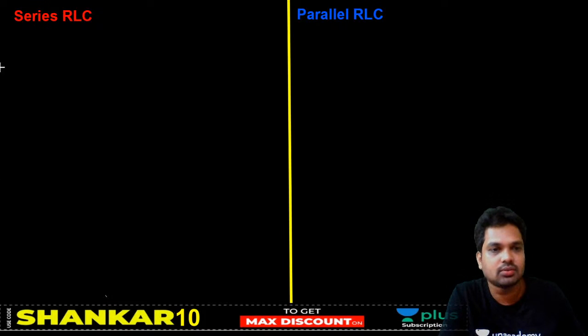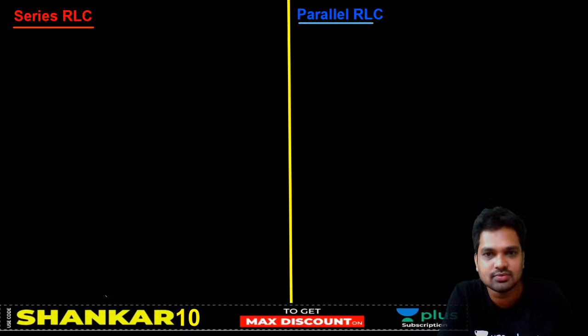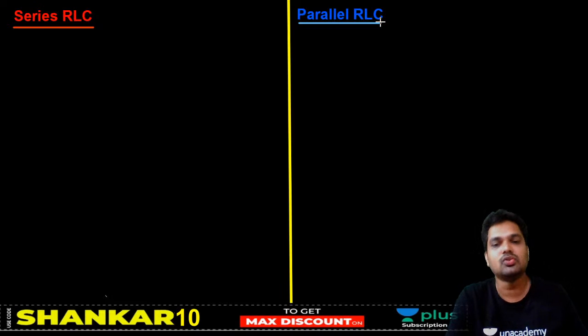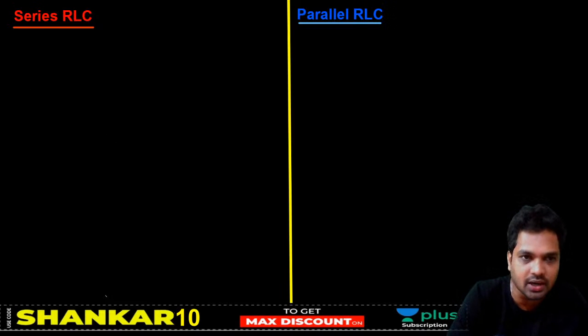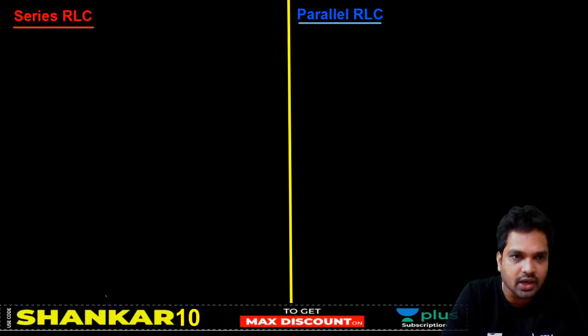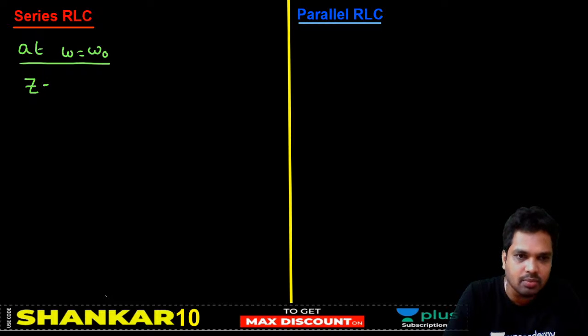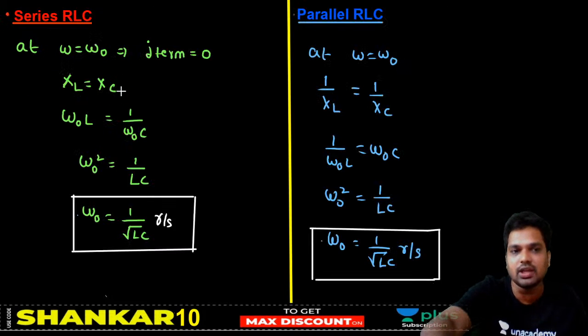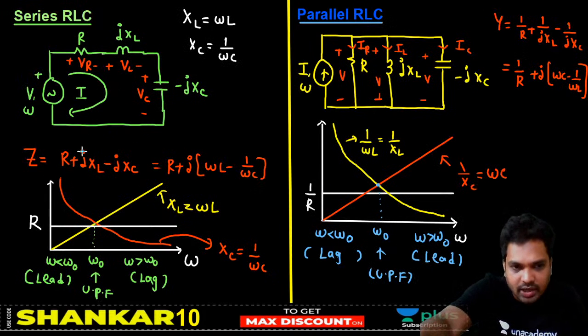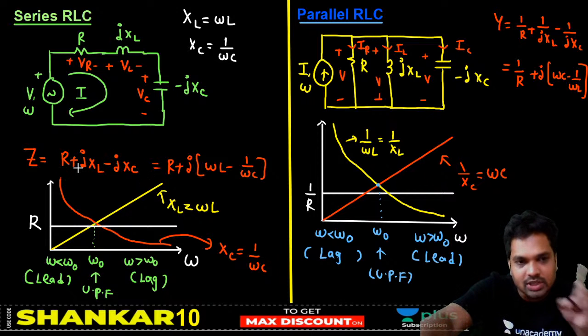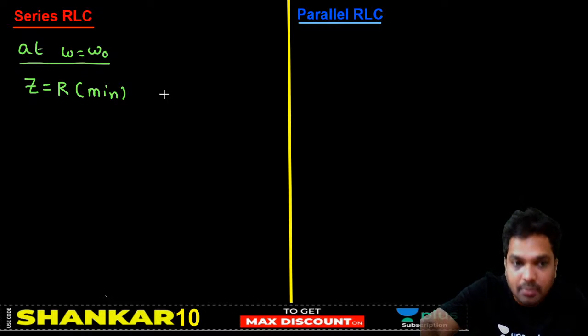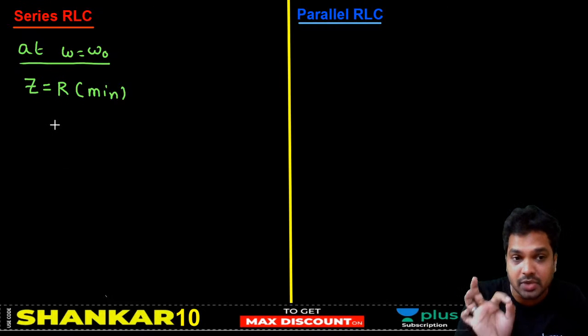Now, the next part. Here, a very important part is coming now. Listen here. At omega equal to omega naught, your impedance Z will be equal to R. What is the meaning? Impedance becomes minimum. In series RLC at omega equal to omega naught, this part will cancel. Z equals how much, sir? R. Z equal to R means impedance will become minimum. Please be careful.